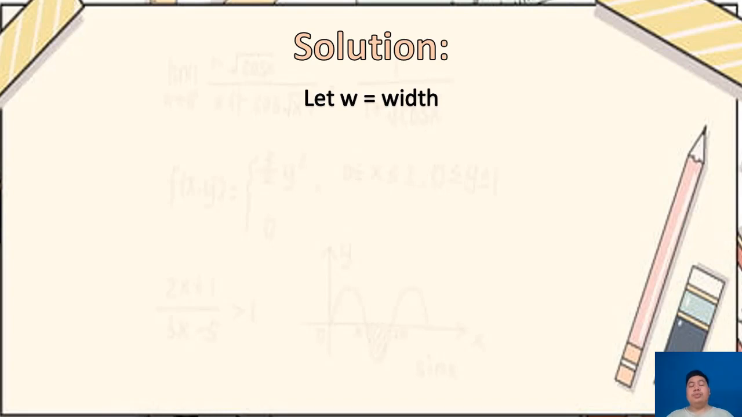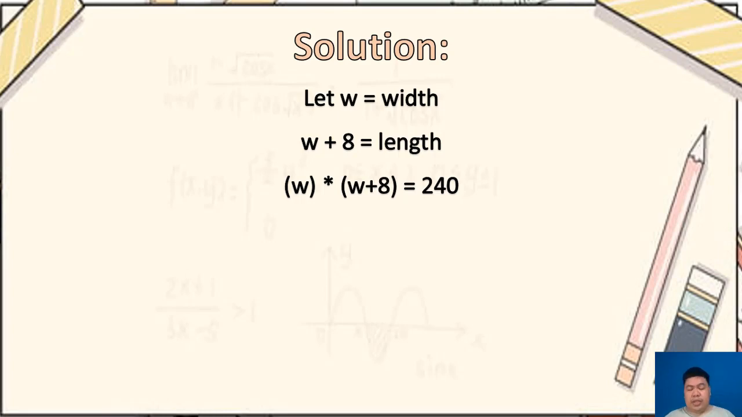Let W be the width, then W plus 8 will be the length. Just remember that length times width will be the area of the rectangle. Then, we will have the equation W multiplied by W plus 8 is equal to 240. So, W multiplied by W, we have W squared.